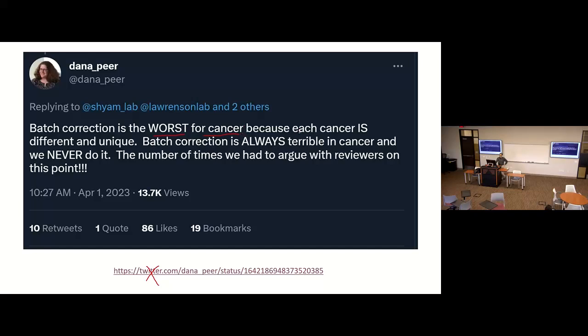Her argument is that each cancer is different and unique. Even if you sequenced different subcolonies of the solid cancer tissue from the same patient, you would still see this separation of cell populations. So if you apply batch effects correction, it's always terrible. She mentioned it in cancer, but in general, I believe this applies to other cell types as well.